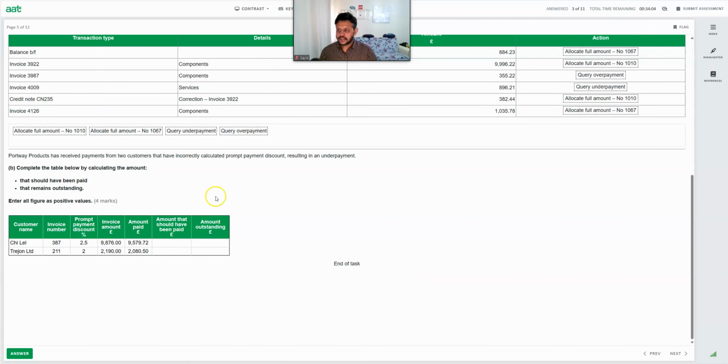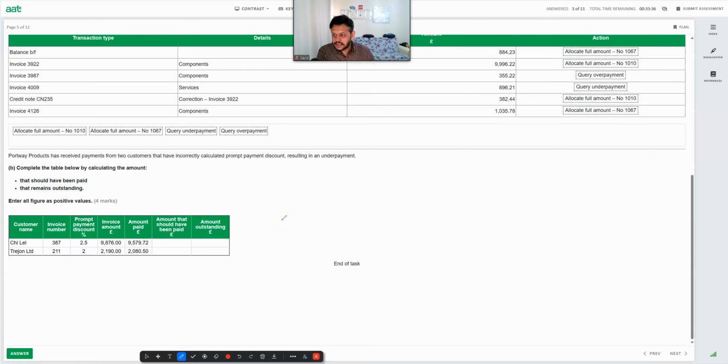The next one says Portway product has received payment from 2 customers that have incorrectly calculated prompt payment discount, resulting in underpayment. Okay, complete the table below by calculating the amount. That should be an easy one. So we need to just calculate the prompt discount. So let's do it.